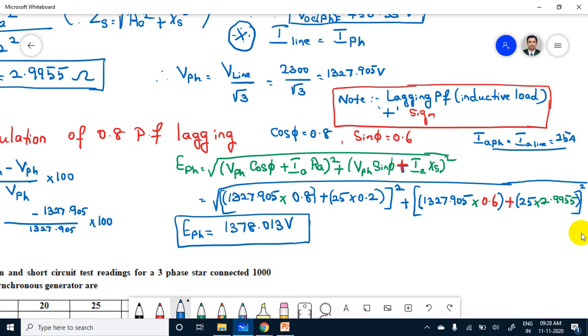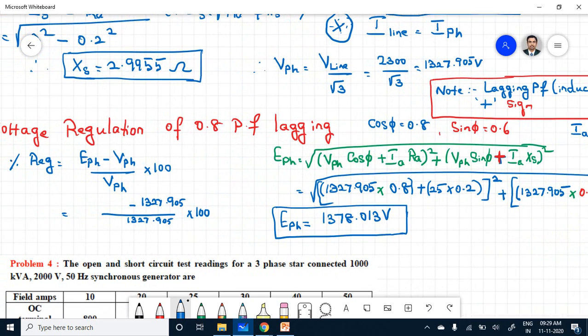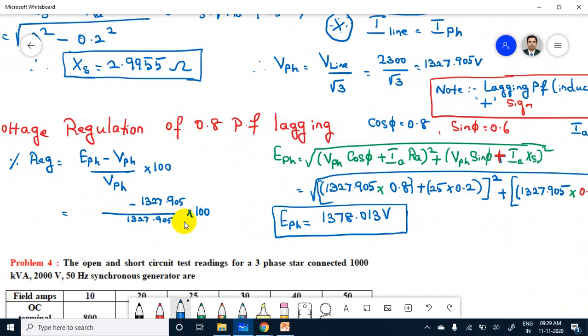This is E phase. Please give me the answer. Whether this answer you got it? 1378. Yes, sir, it's correct. Okay. Now this answer you have to substitute in our regulation. E phase, 1378.013. Hold it. Now how much percentage regulation?